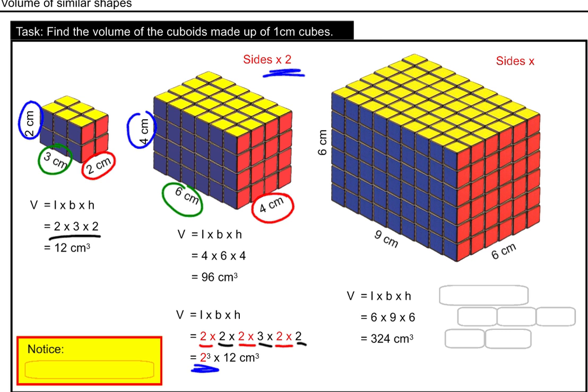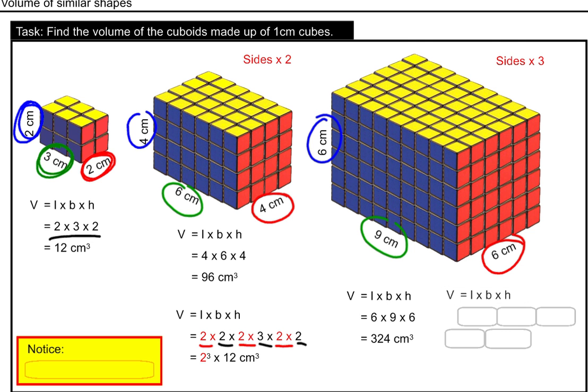Let's look at this third one. Again, the 6 corresponds to the 2 on the original. The 9 corresponds to the 3 on the original. The 6 for the height, it corresponds to 2 on the original. All of these are 3 times bigger. So I can reconsider my volume, length times breadth times height.